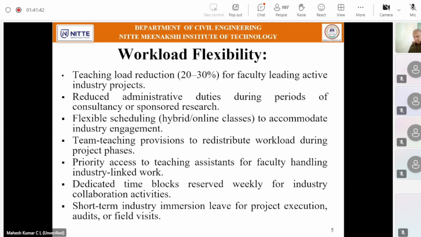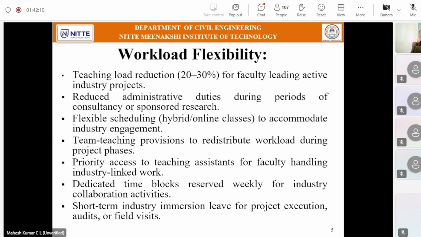Like that, we should bring up some normal responsibilities of a faculty. Along with that, we should hire some teaching assistants to complete the industry-linked work. Suppose we have a project, they should allow us to hire teaching assistants to complete 50% of the academic workload and 50% of the sponsored research. And they should give a short-term industry immersion leave for completion of project executions, audits or field visits.